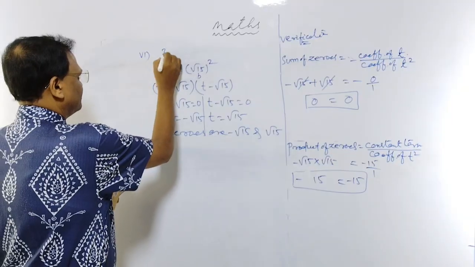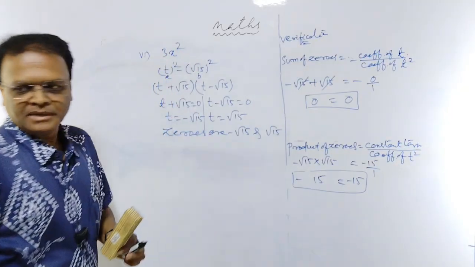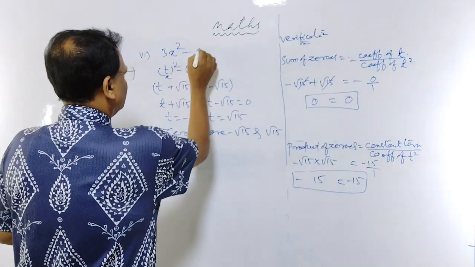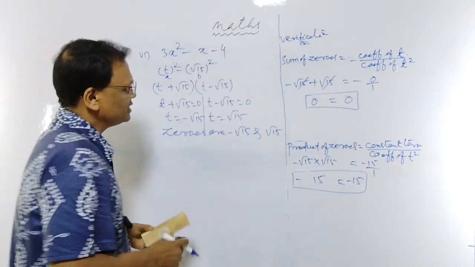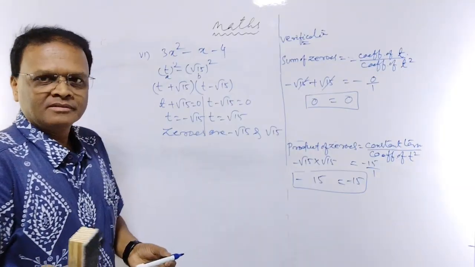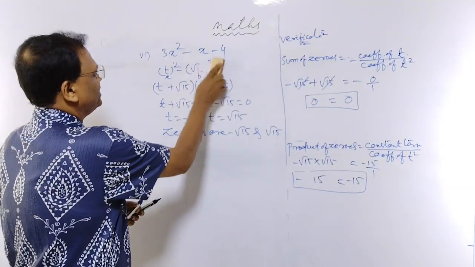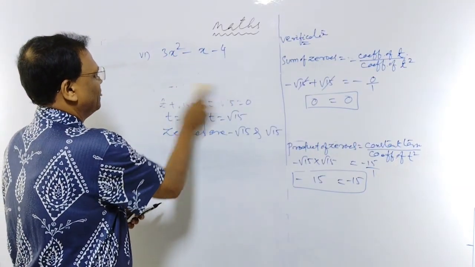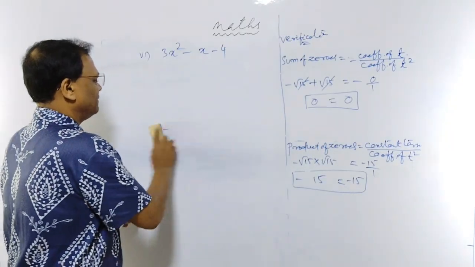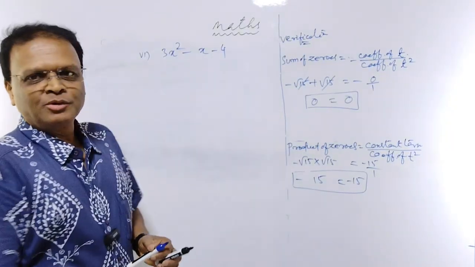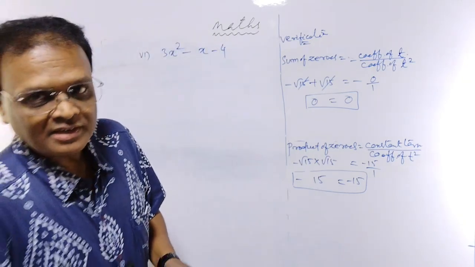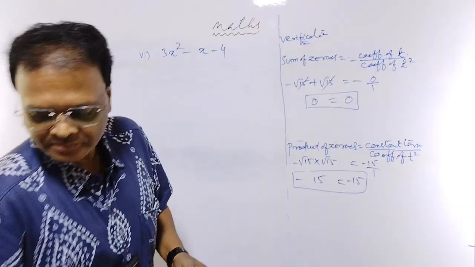Last one is 3x square minus x minus 4. Till now I think you might have understood properly. Let's do with this. Here 3 terms are there. If 3 terms, what to do? Splitting it. Immediately you have to start splitting if there are 3 terms.